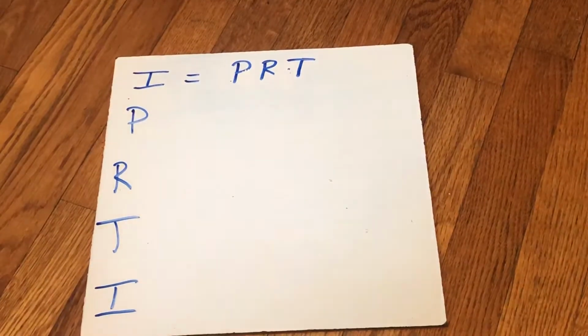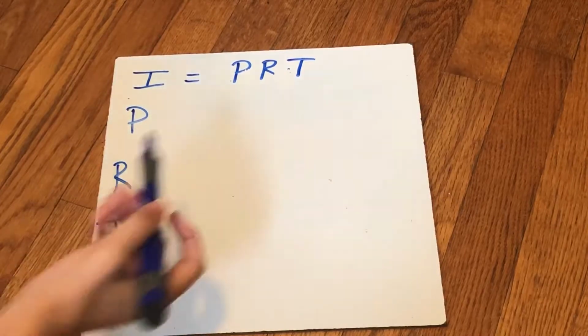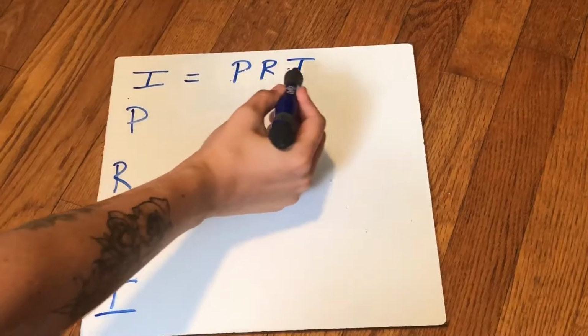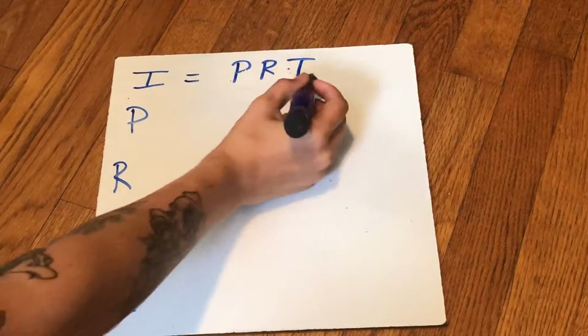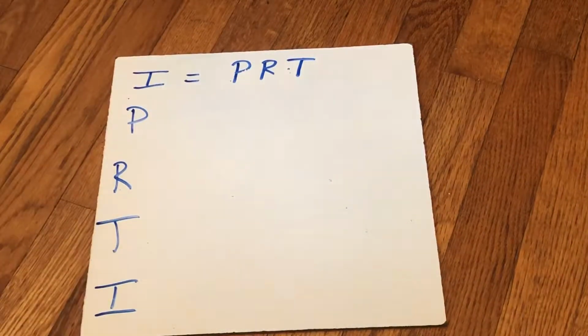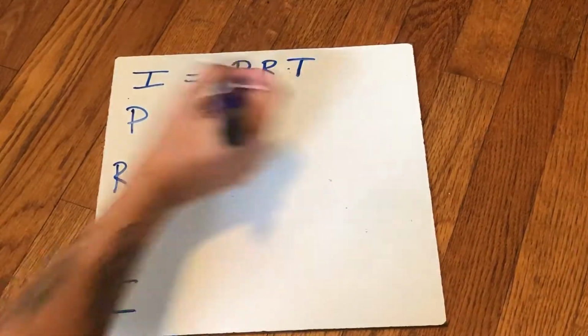All right, let's talk about simple interest. Simple interest has a formula. The formula is I equals PRT. Now this PRT is side by side. We say in class side by side multiplied. So we're multiplying these three together.